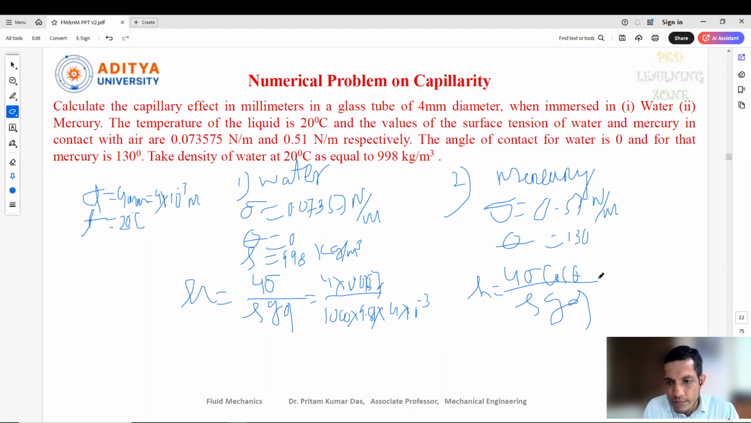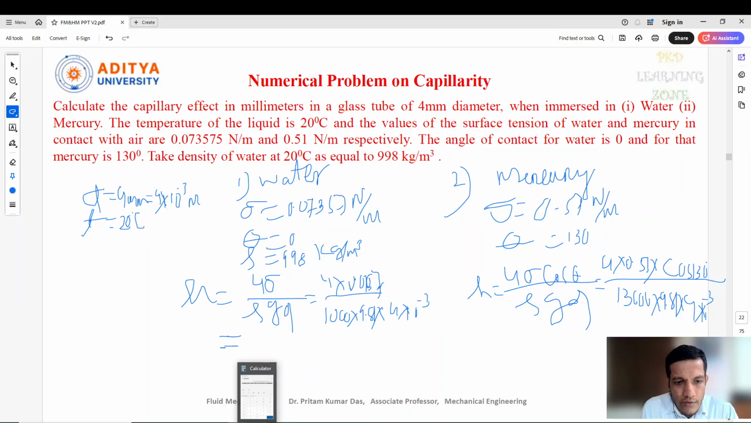So this is one, and this one 4 into sigma, how much, 0.51 into cos theta, again cos 130. So here also we'll get some negative value, and divided by, here not 1000, 13,600 into 9.81 into diameter. How much is there? 4 into 10 to the power minus 3. Okay, so mostly similar kind of question this is.